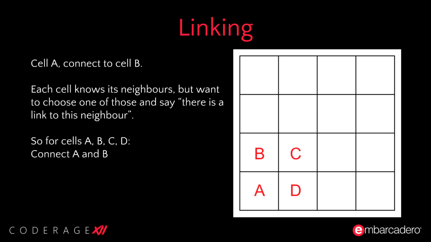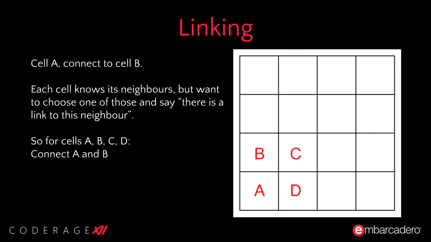So let's demonstrate this. This is a really bad maze generation algorithm. It only knows how to connect cells that are labelled with letters of the alphabet in order. Each cell knows its neighbours, and it wants to choose one of those and say there is a link to this neighbour. In this particular algorithm, it only looks for the neighbour which is the next letter of the alphabet.